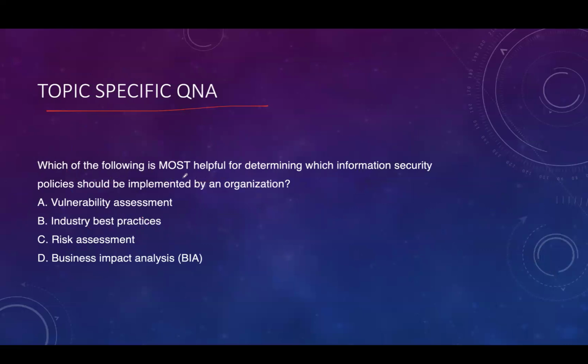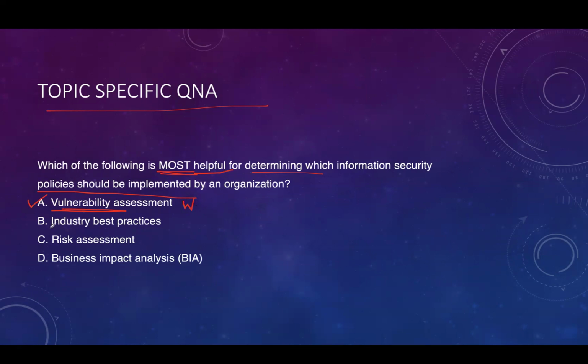So the first question is, which of the following is most helpful for determining which information security policies should be implemented by an organization? So "most" means which is the topmost priority. Now A is vulnerability assessment. Vulnerability assessment won't help you determine which policies would be implemented. It only gives you the weaknesses. Through those weaknesses, it doesn't mean that the weakness would have a big impact on your organization. You may already have some control. So vulnerability assessment is not the correct answer.